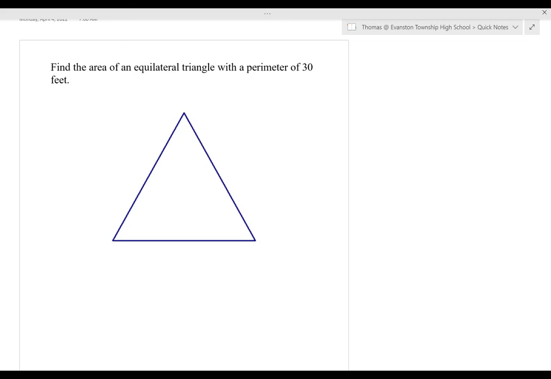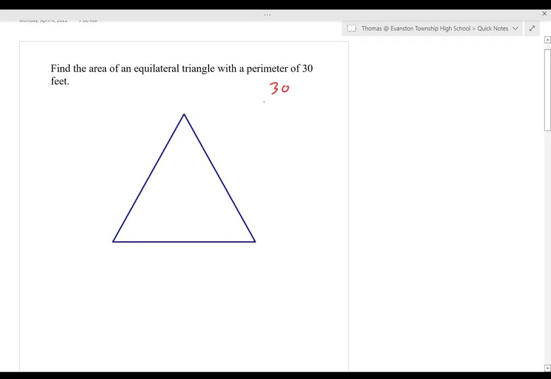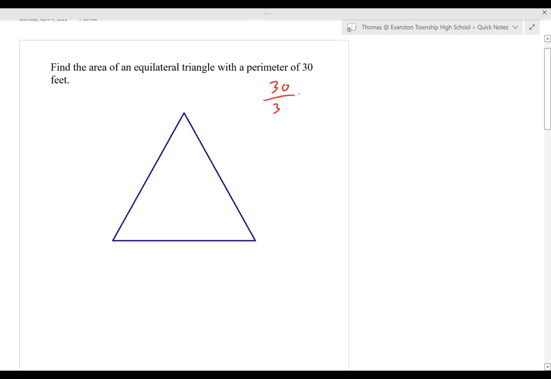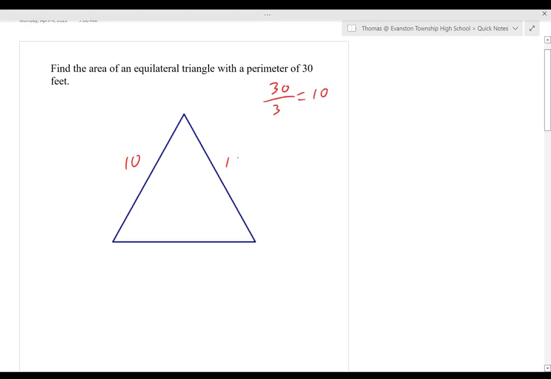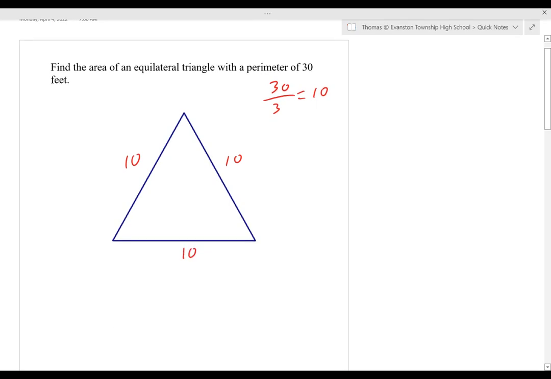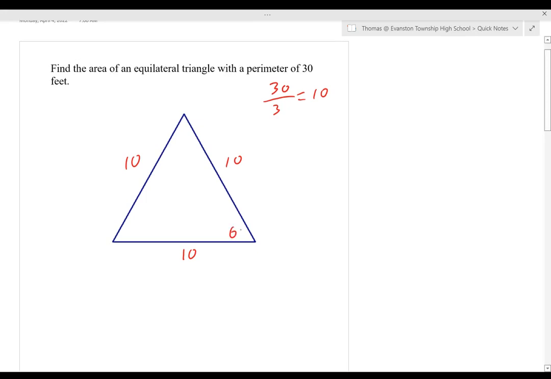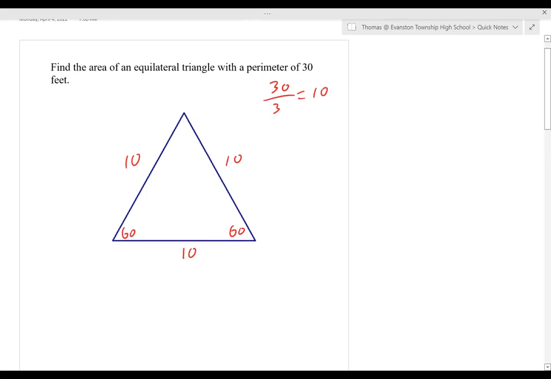Okay, we have an equilateral triangle with a perimeter of 30 feet, and we need to find the area. So it's equilateral. I know I can take my perimeter divided by 3, and we get the side lengths, 10 each. And since it's equilateral, it's also equiangular. So all the angles are going to be 60.